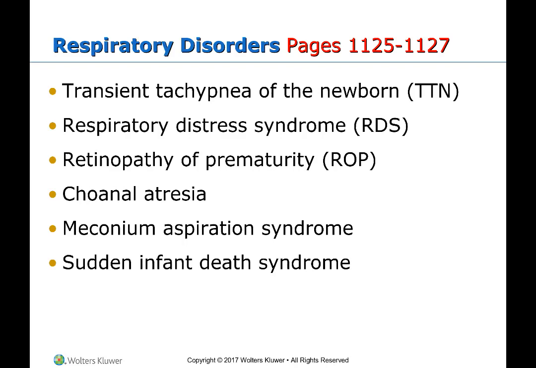So if breathing doesn't begin quickly, what are they going to have to do? They're going to have to intubate, not you, but the healthcare provider, intubate the baby. And that way they can suction below the trachea. Remember the trachea is below what? The vocal cords or the larynx. So they're going down through the larynx into the trachea and into the bronchial tubes.